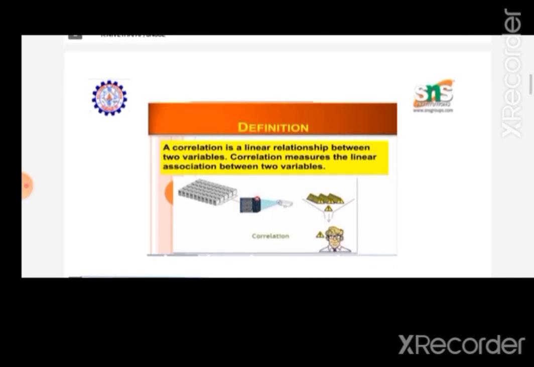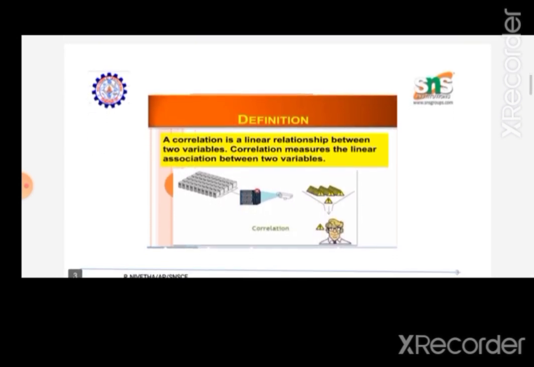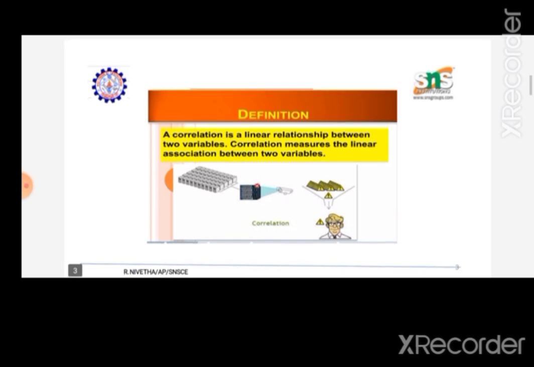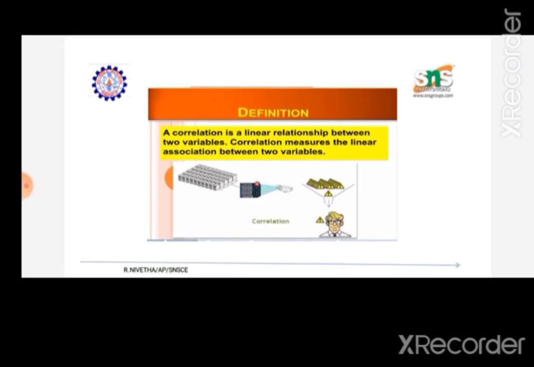What is correlation? Correlation is nothing but a linear relationship between two variables. Correlation measures the linear association between two variables.